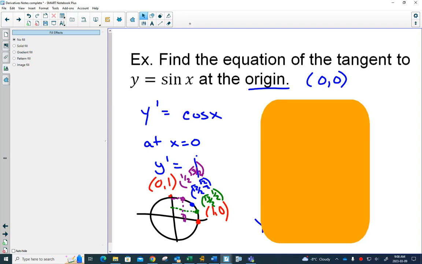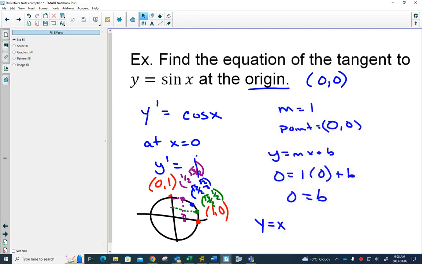We found our derivative. We found our slope was 1. We now can type that into y equals mx plus b. Pretty easy to figure out that b is 0. So the equation is just y equals x. And I don't know if you remember when I pulled up that visual of the tangent line on the sine graph, our very first tangent was exactly at y equals x.